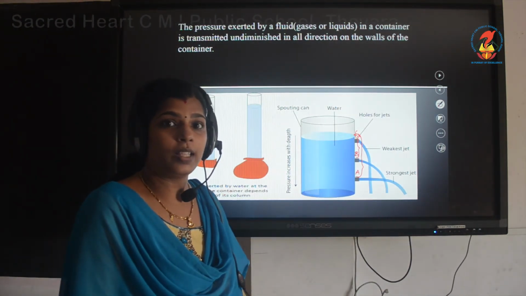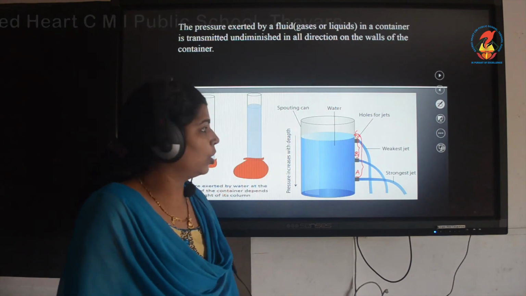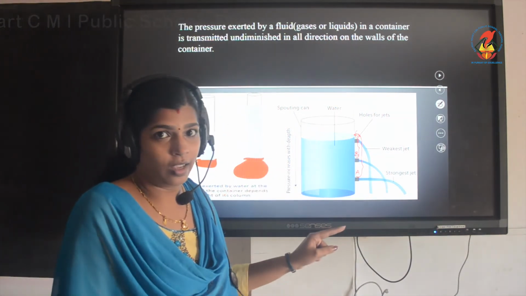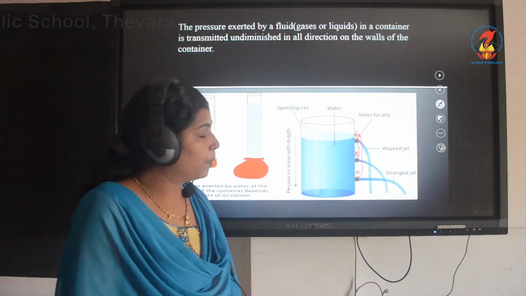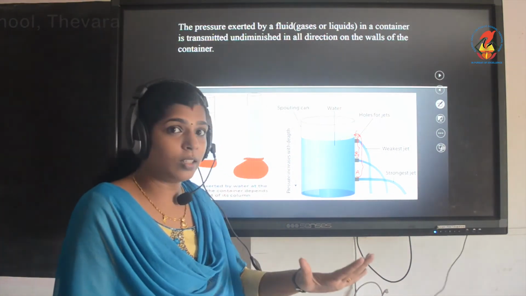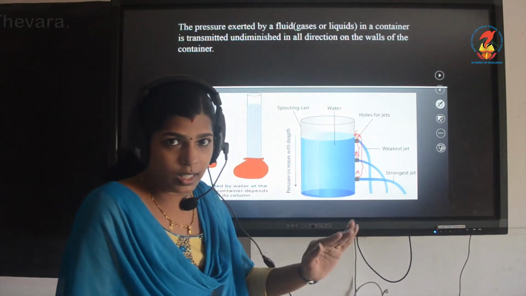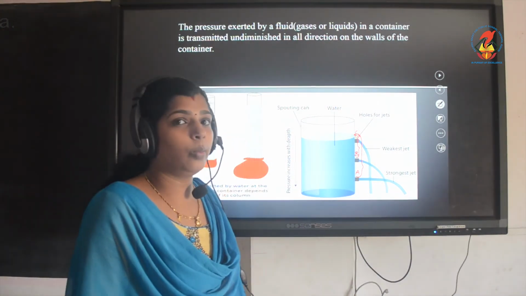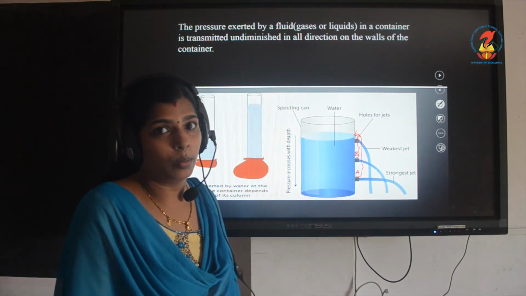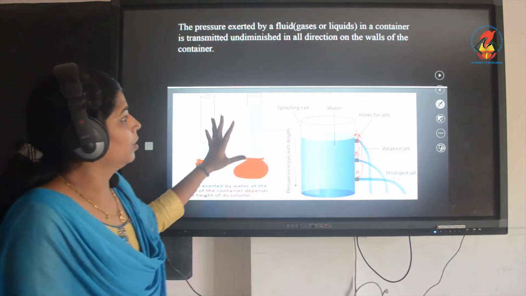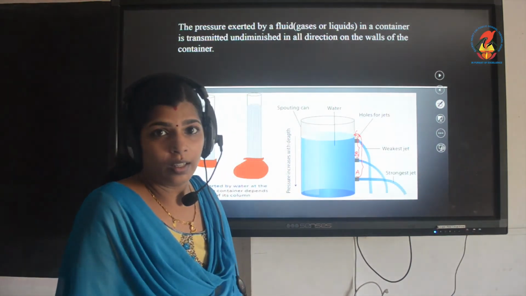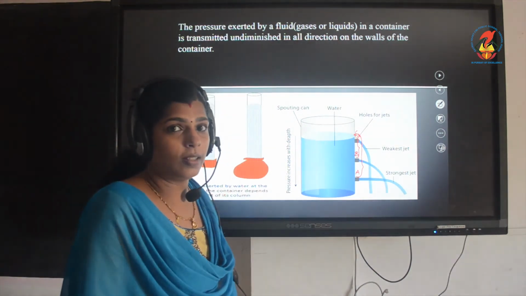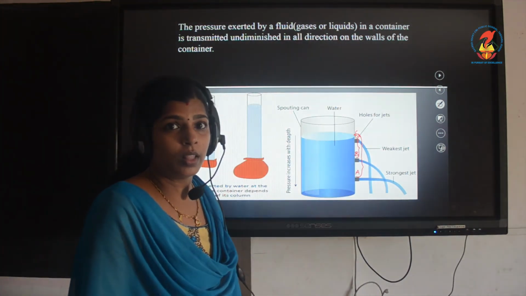So water will exert more pressure at A and less pressure at C. At the point C, the pressure exerted by the liquid will be less. The pressure exerted by the liquid at the point A will be more. That means the pressure exerted by a liquid increases with depth.